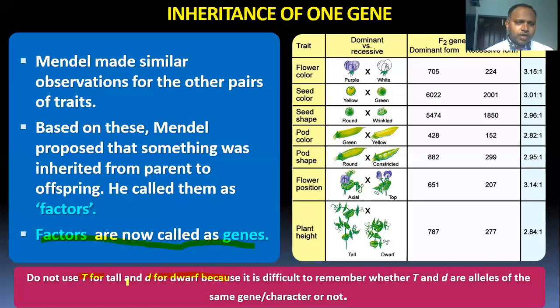Like tall we are using caps T, for dwarf we have to use small t. Like yellow we are using caps Y, for green you have to use small y. Then only we'll know that these are alleles of the same gene or character. If you are using yellow YY and green GG, you'll think it's different.